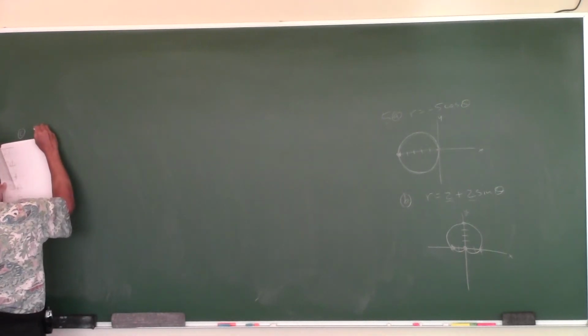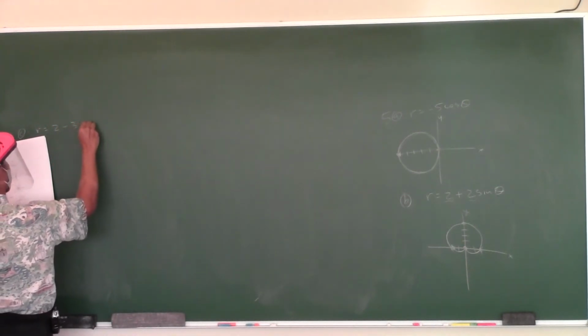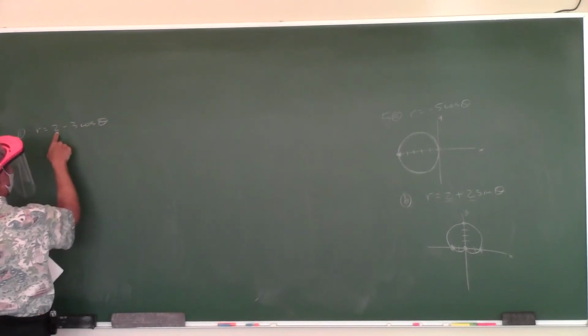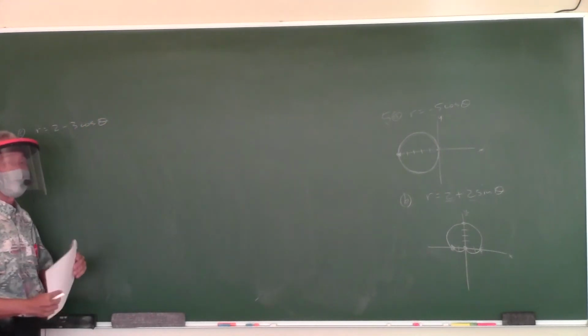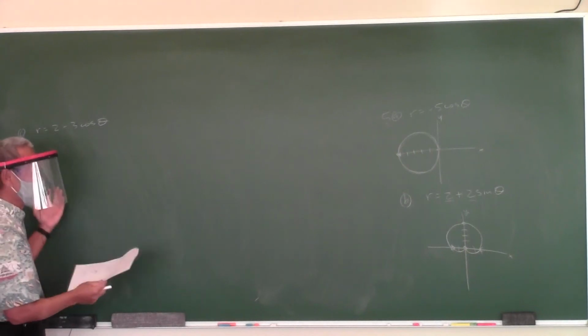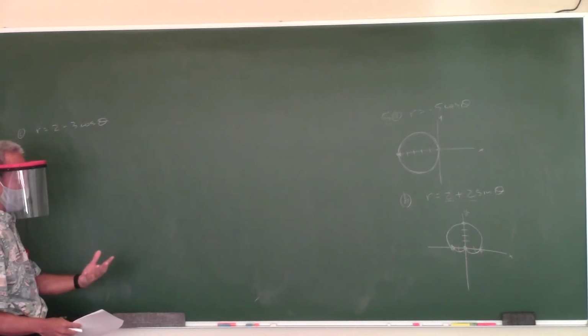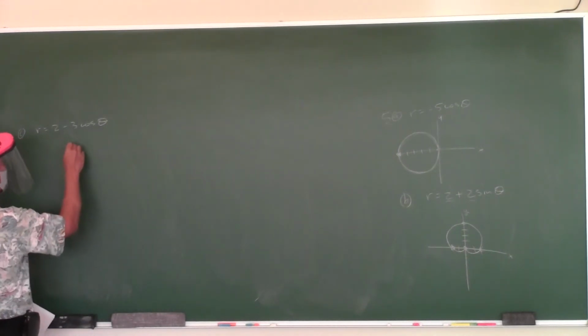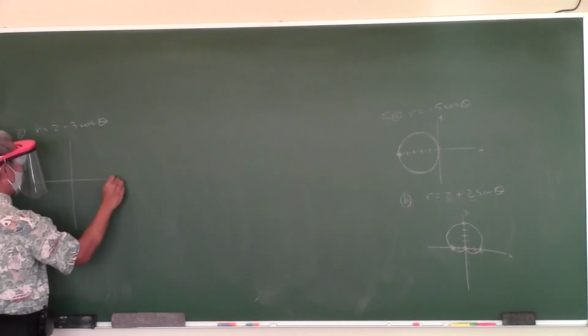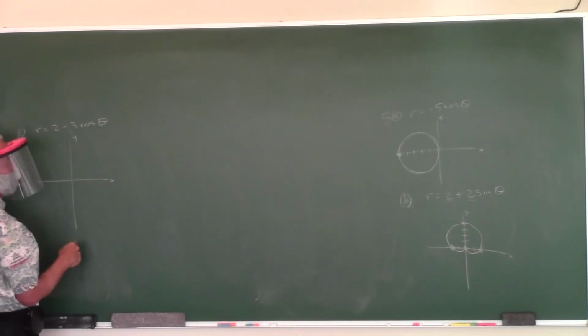C, r equal 2 minus 3 cosine theta. Okay, when this number is smaller than that number, that's the inner loop. But you don't even have to know that. If you just plot the 4 quadrantal angles correctly, you'll see that it will be an inner loop. Okay, so plug in the quadrantal angles.